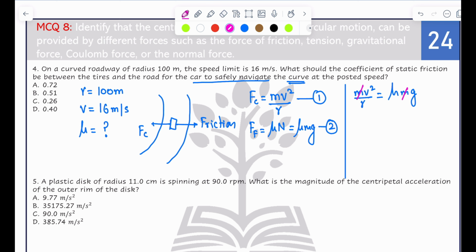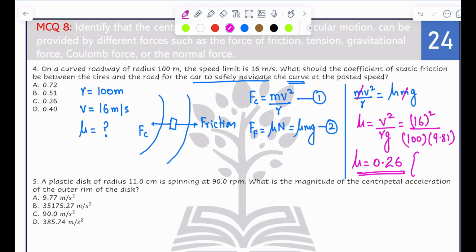Okay, m and m cancel. What we need to find? Mu. Mu is equal to v square over r times g. Place the values. What is the velocity? Velocity 16 square divided by, what is R? 100. What is G? 9.81. So the value of friction is 0.26. And guys, remember, no unit because it's a ratio. Clear? Fine.